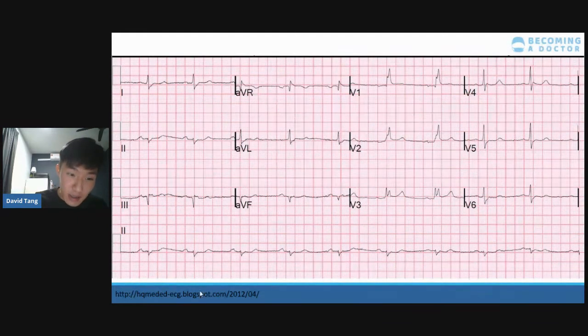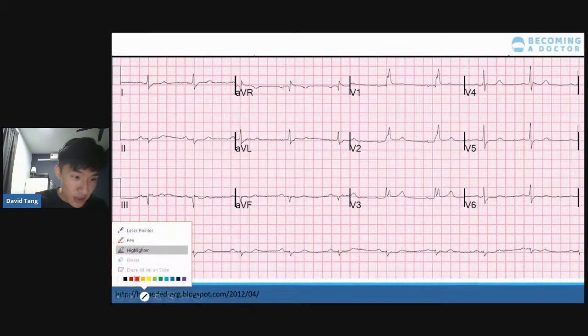So I can't really show my pointer here. Actually, I can give it a try.